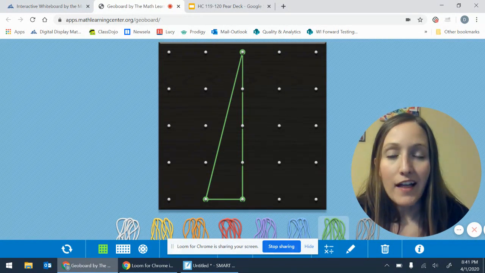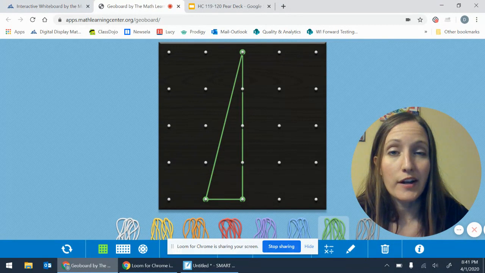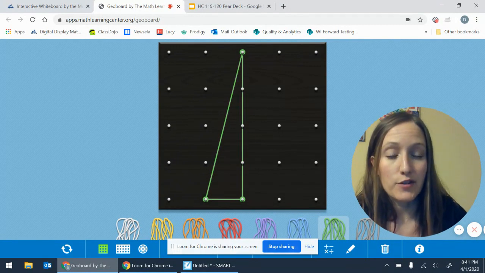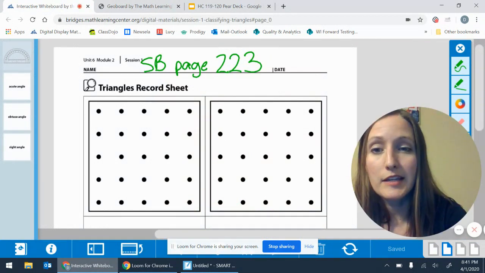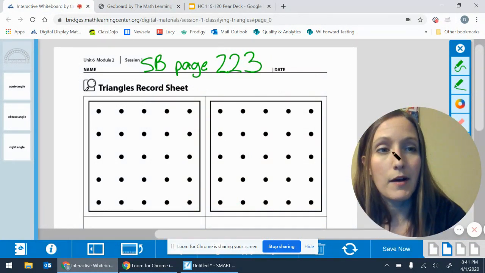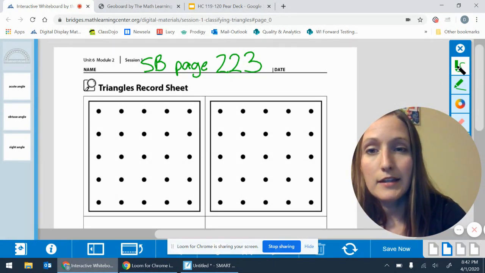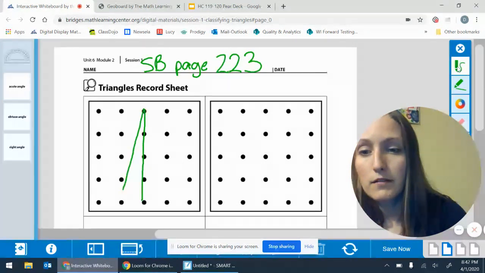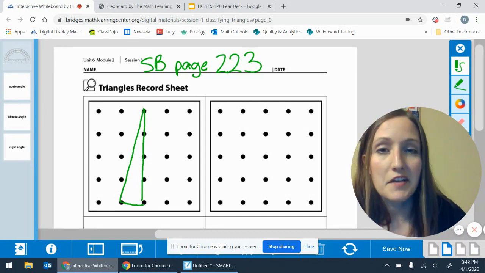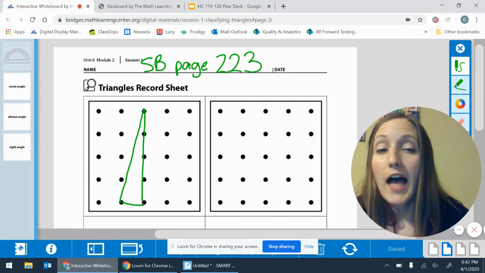As I've made this triangle, I want you to copy this onto that first Geo board in your student book on page 223. I'm going to do that along with you. I have 223 here, and I'm going to take my marker and start to draw my line. I'm going to draw it down. Good. Doesn't have to be perfect. That's my first triangle for right now.